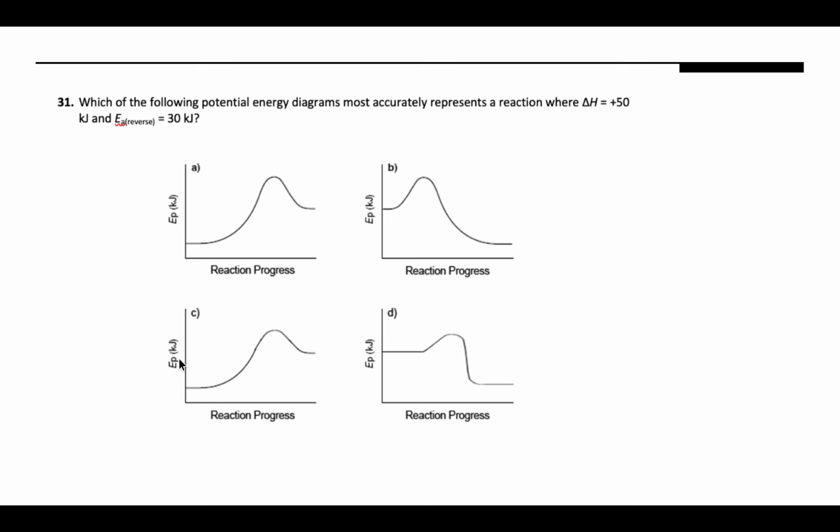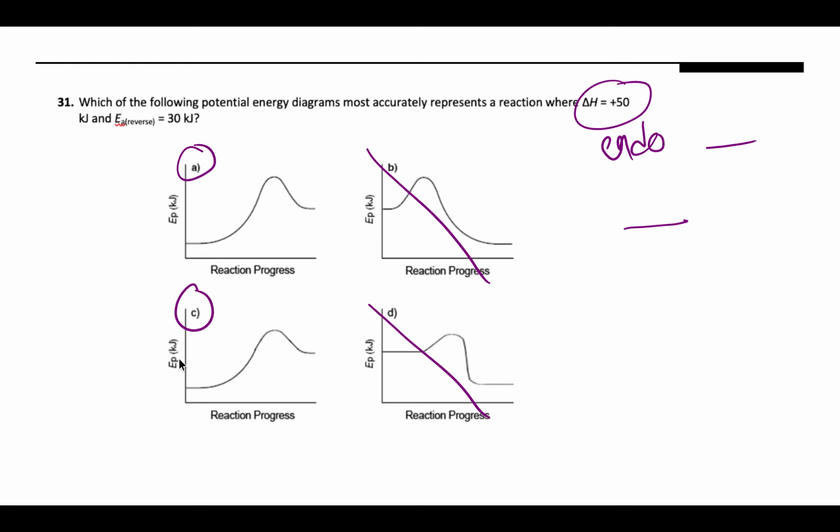Asking which of the following potential energy diagrams represents a reaction where delta H is positive 50 and the activation energy of the reverse reaction is 30. So what I would look at first here: if you have a delta H that's positive 50, you are endothermic. And if it's endothermic, your reactants are lower than the products. So you can cross out B and D. And then unfortunately with this question, A and C have to be accepted because we have no scale.